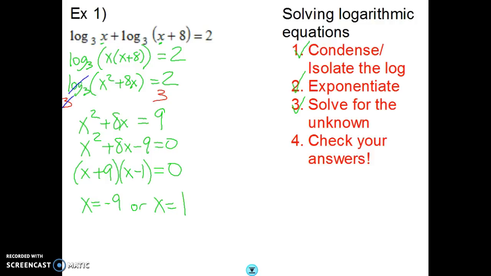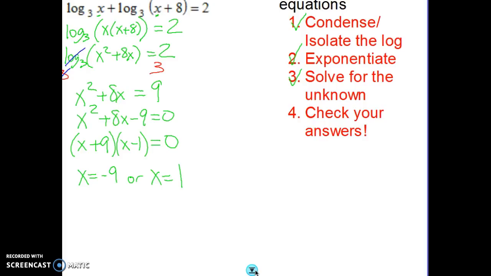So when I say check your answers, what I mean is take the answers you got and try to plug them into the original equation. So if we check this first one, x equals -9, we'll get log base 3 of -9 plus log base 3 of -9 plus 8 is equal to 2. Now the issue right away is that we can't do the log of a negative number.